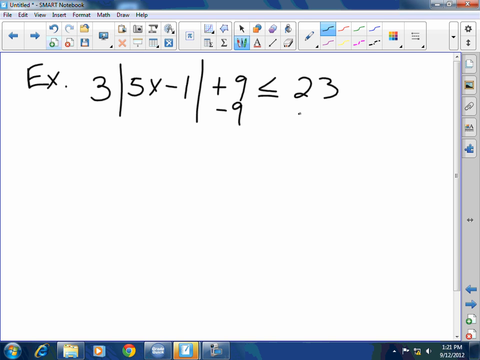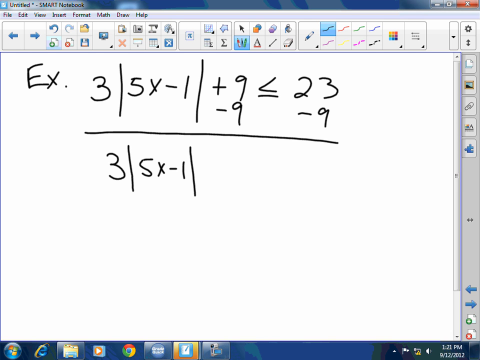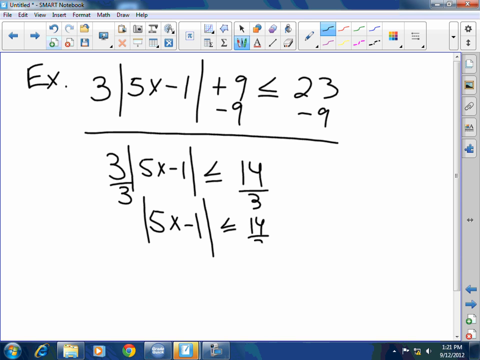Subtract 9. You undo addition and subtraction always. You may want to review your equation skills. So it's going to be 3 times the absolute value of 5x minus 1 is less than or equal to 23 minus 9, which is 14. Now what, gentlemen? Divide by 3. So now I have the absolute value of 5x minus 1 is less than or equal to 14/3. Is the absolute value alone now?